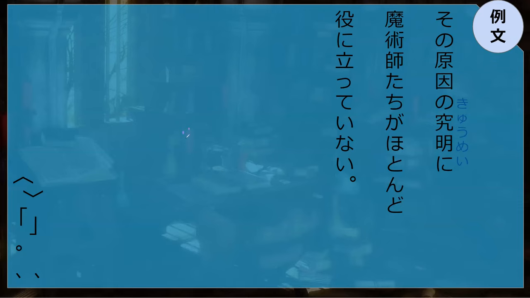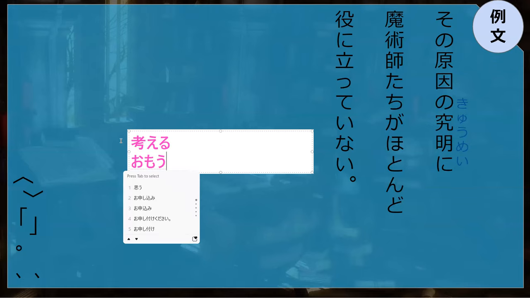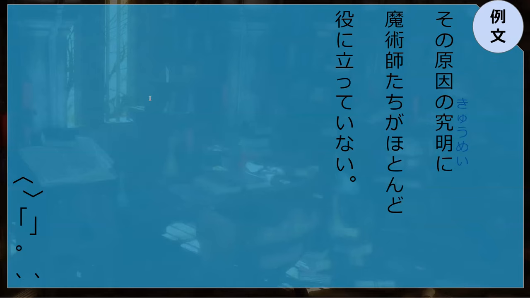Yeah, sometimes I would ask you to clarify those two verbs, kangairu and omou, because I still get confused. Kangae is to tell. None of these mean to tell. They both mean to think.